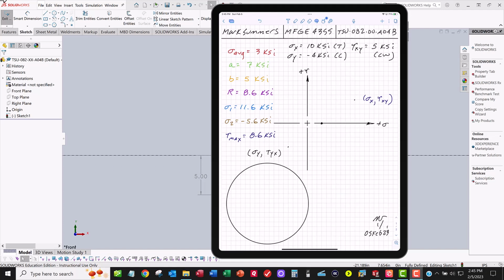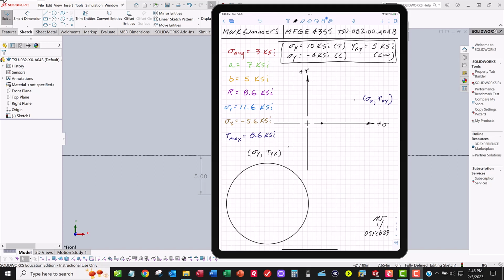Up here in the top corner, you can see this is the input. This is the stuff we got from the problem statement: sigma x, sigma y, and the shear tau xy. And these values on the left side in colors are the ones we calculated based on the equations we learned during class. So what I'm going to do is start drawing my Mohr circle.